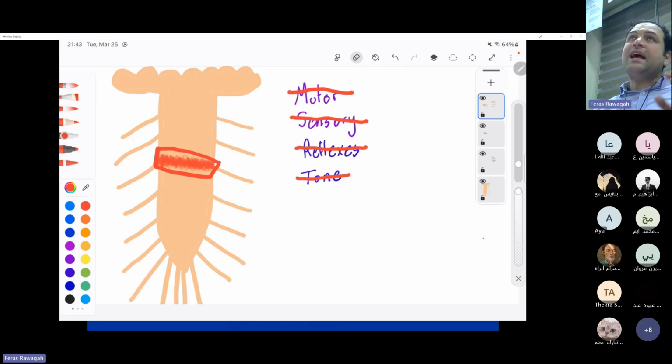Okay, so this is at the same level. When it's a complete injury, the same segment has no function at all. No motor function, no sensory function, no reflexes and no tone.